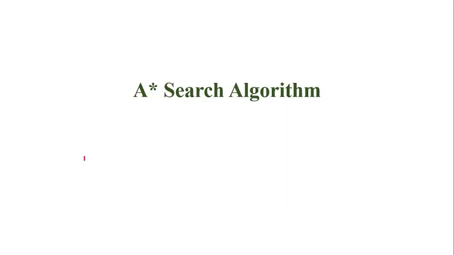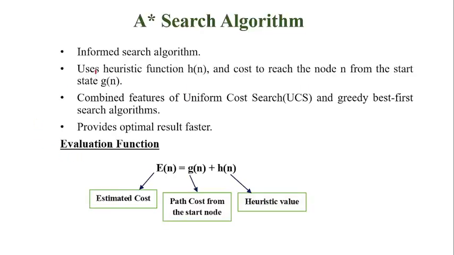Hi all. Today we are going to see about the A star search algorithm. A star search algorithm is an informed search algorithm. What is an informed search algorithm? It is a heuristic algorithm. They have the problem definitions and path cost value to achieve the goal state from the initial state.